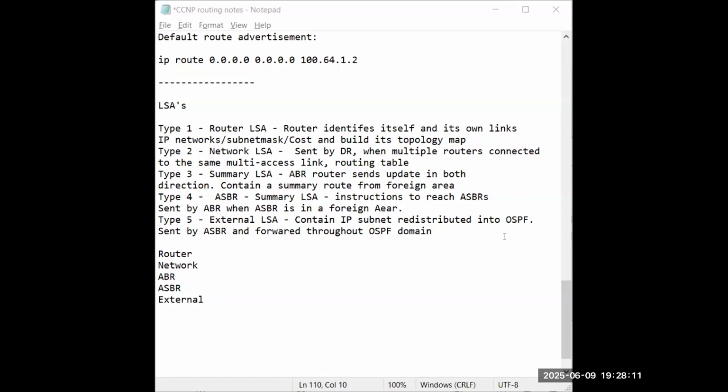From an ASBR router, what type of LSA is being generated and where is it directly sent? The LSA is sent directly to the ABR only. Yeah, that's simple. That's all. You are able to answer this, right? So this is the concept.